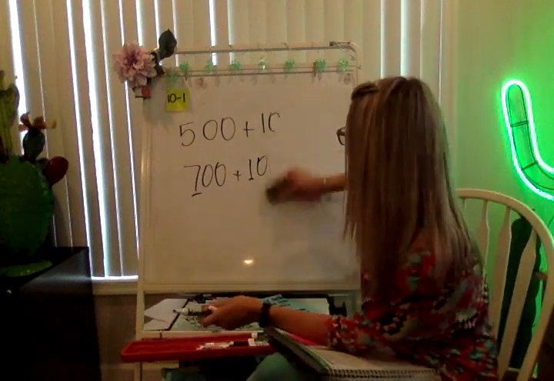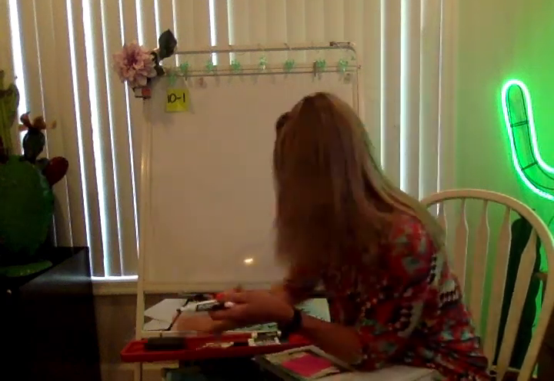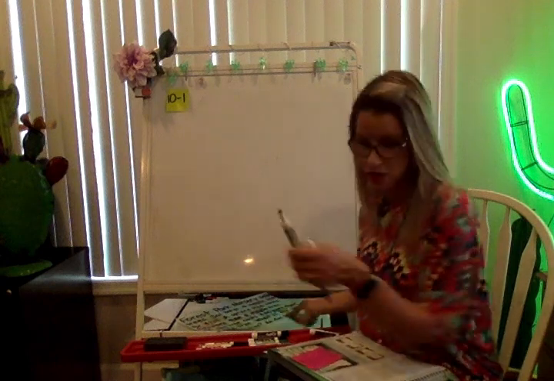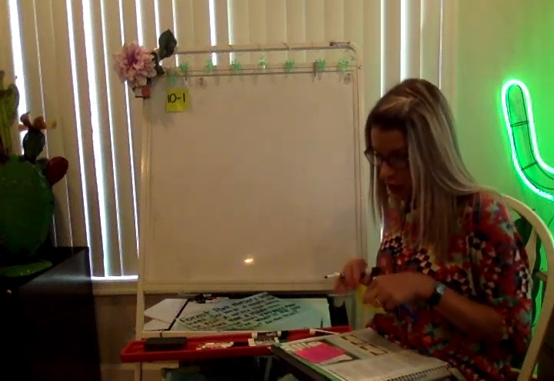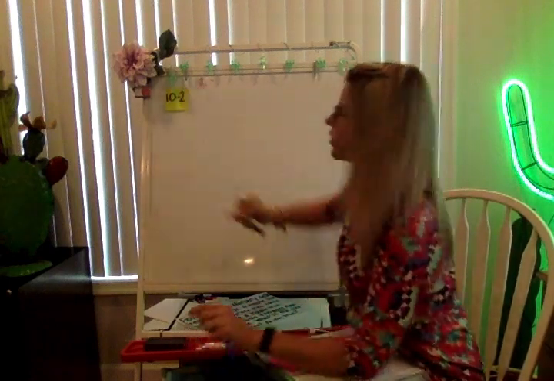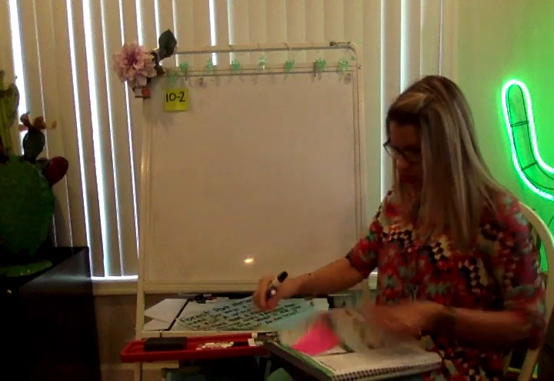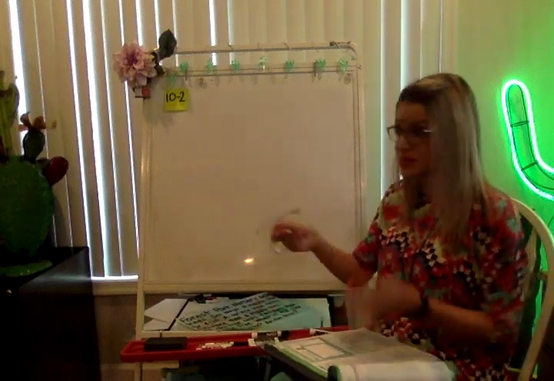That's kind of the pattern of the day. I don't want to spend too much time on that. These are things that should be very, very simple for you. The next thing that I do want to talk about is using an open number line in order to add. This is what we're going to be doing. We're going to be flipping over to 10-2. For these problems, you're going to be using the open number line.